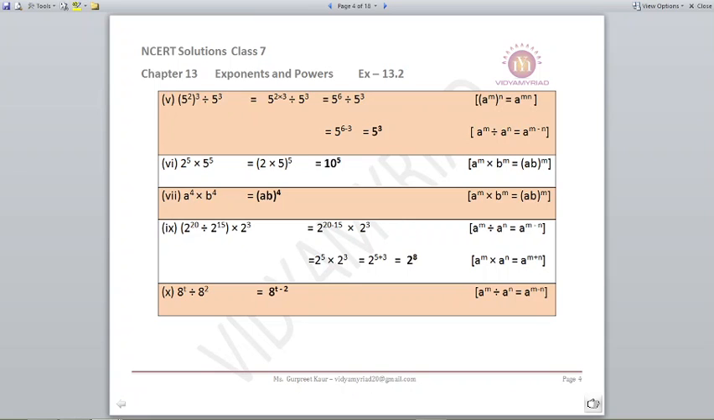Lastly, 8 raised to power t divided by 8 raised to power 2. So base is the same, division rule, we will subtract the powers, which means 8 raised to power t minus 2.